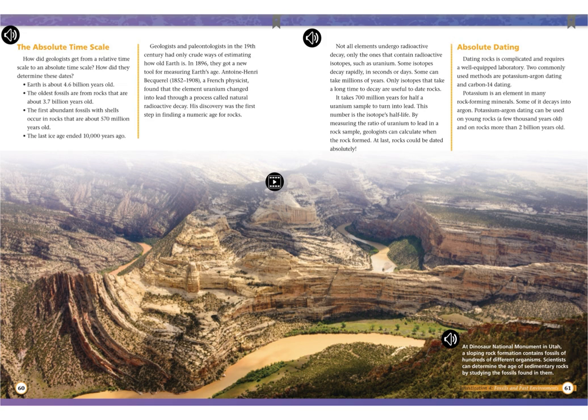Absolute dating. Dating rocks is complicated and requires a well-equipped laboratory. Two commonly used methods are potassium-argon dating and carbon-14 dating. Potassium is an element in many rock-forming minerals. Some of it decays into argon. Potassium-argon dating can be used on young rocks, a few thousand years old, and on rocks that are more than 2 billion years old.